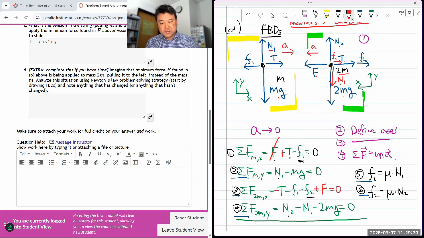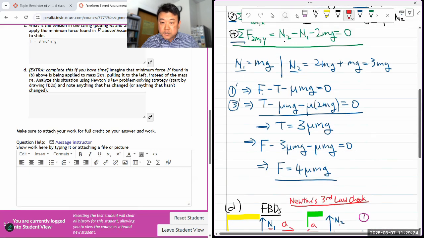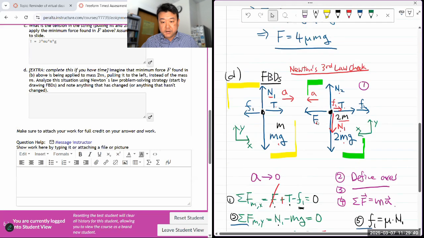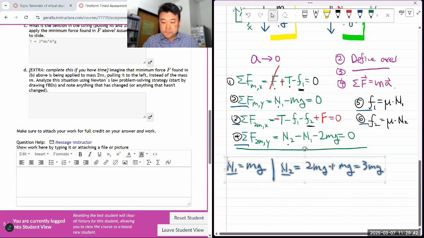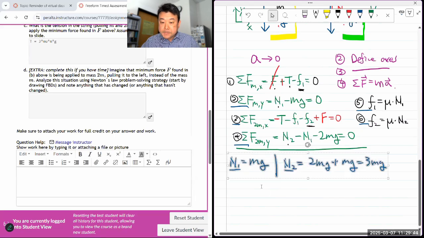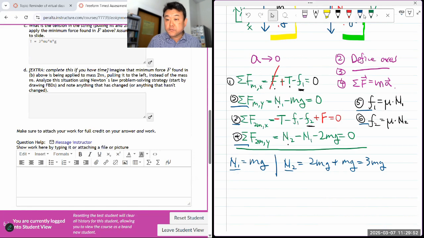Vertical components, nothing's changed. Oh, which means I can actually copy and reuse this work, me working out the normal forces and the friction force. Great, nothing there has changed. I can just reuse them. And let's see here. So plugging this in, let's get the new version of the equations, 1 prime and 3 prime.